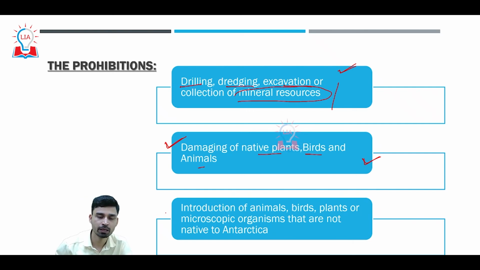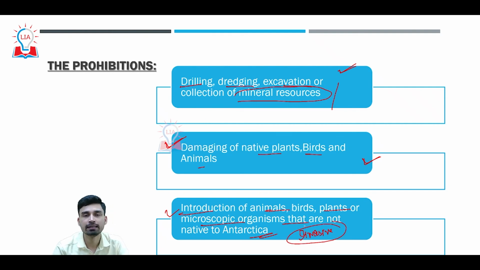Third is the introduction of animals, birds, plants or microscopic organisms that are not native to Antarctica. In other words, we can also say alien invasive species. Their introduction to Antarctica will be prohibited, and a party or any citizen that is caught in this act will be severely penalized.